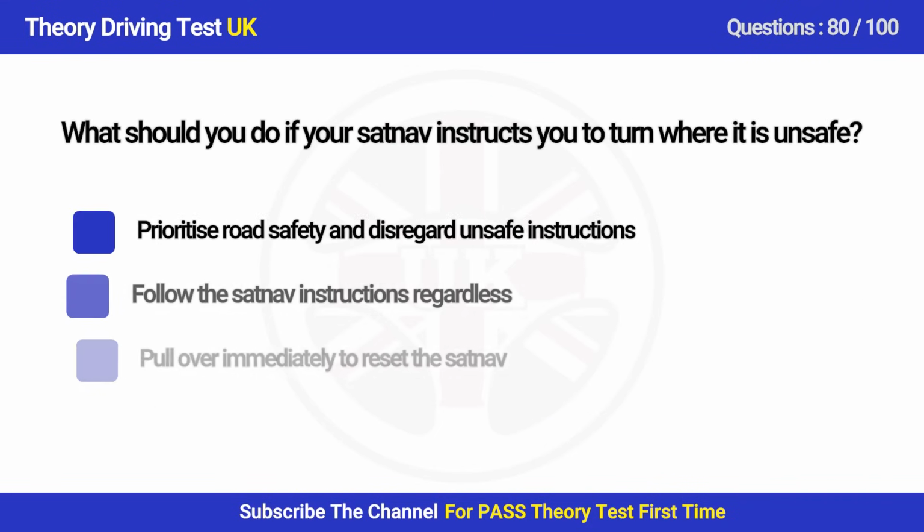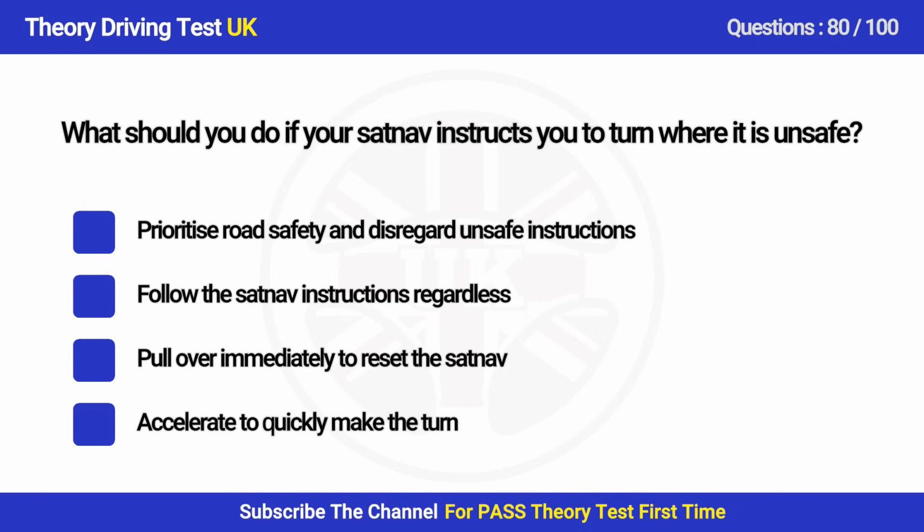Question 80. What should you do if your sat-nav instructs you to turn where it is unsafe? A. Prioritize road safety and disregard unsafe instructions. B. Follow the sat-nav instructions regardless. C. Pull over immediately to reset the sat-nav. D. Accelerate to quickly make the turn.